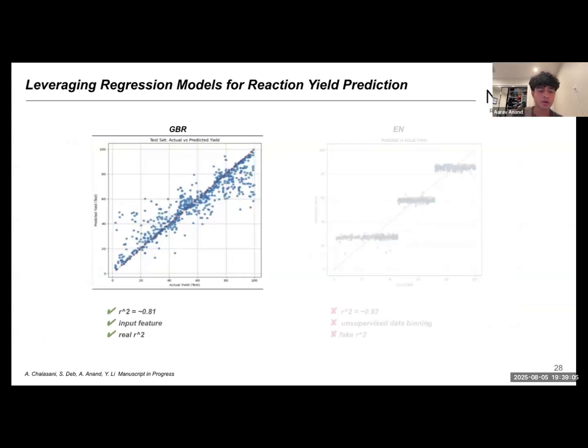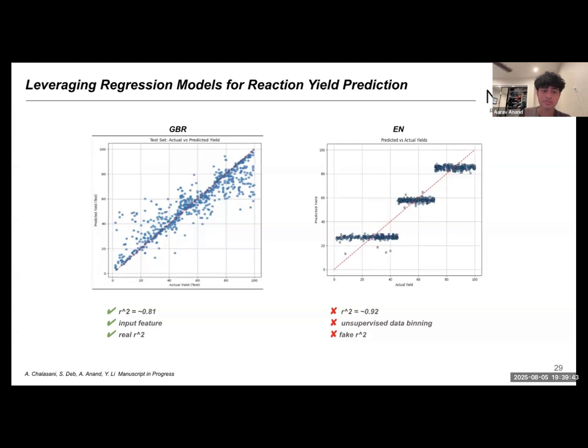In order to push this model optimization even further, we attempted to implement data segmentation through yield binning. So essentially what this did was it added an element of classification to our models by having them first bin yields to low, medium, or high, and then actually predict the numerical value. So this improved our models very significantly by boosting the R squared score of our best performing model, gradient boosting regression, to 0.81.